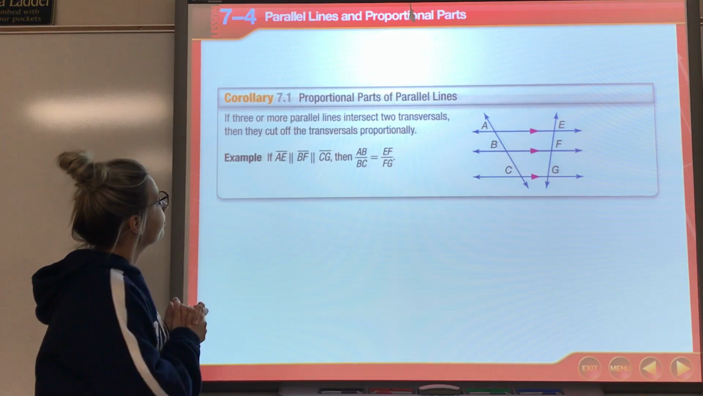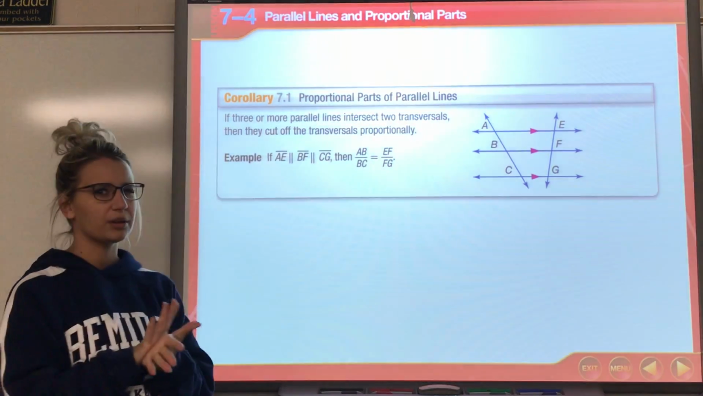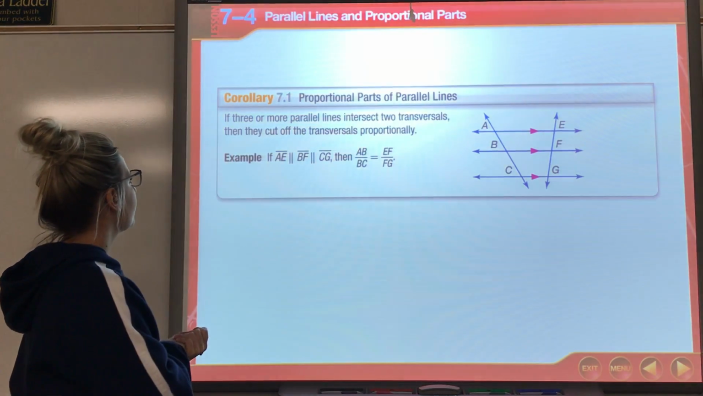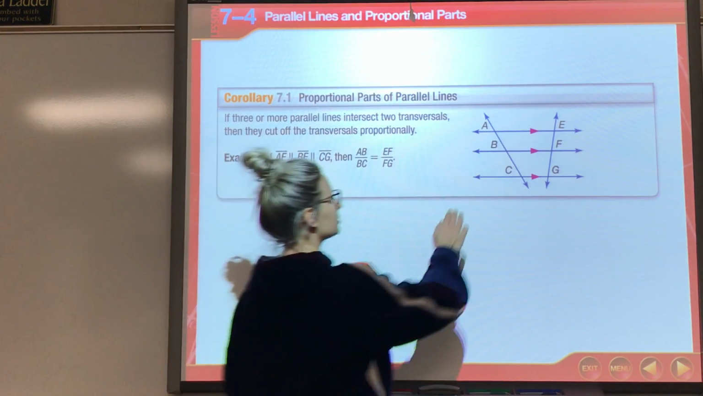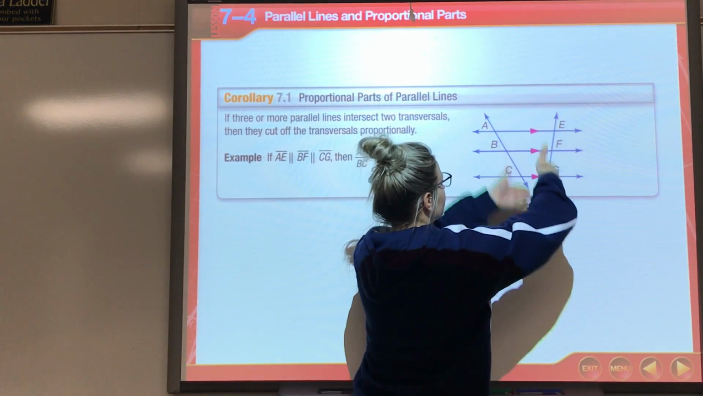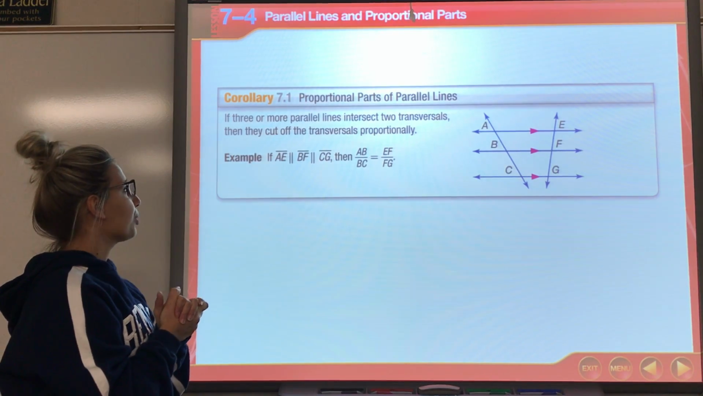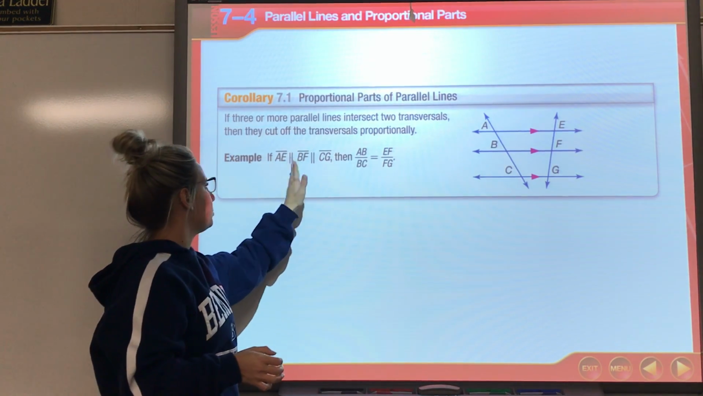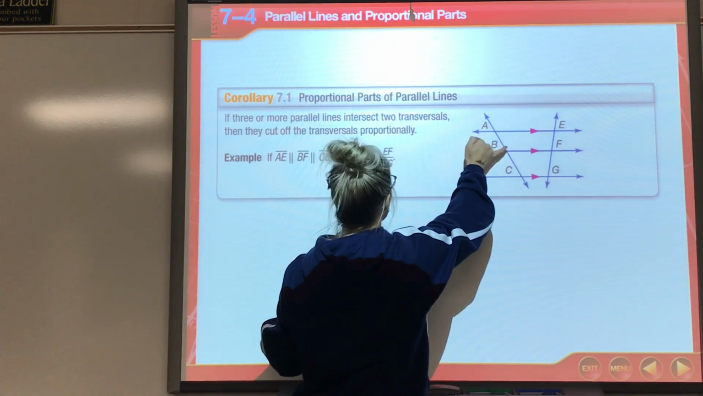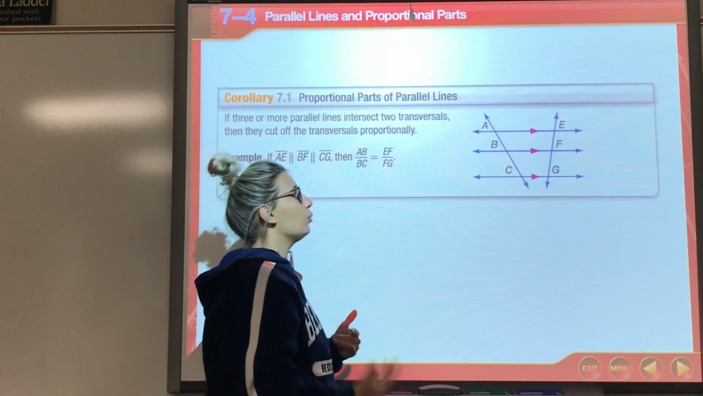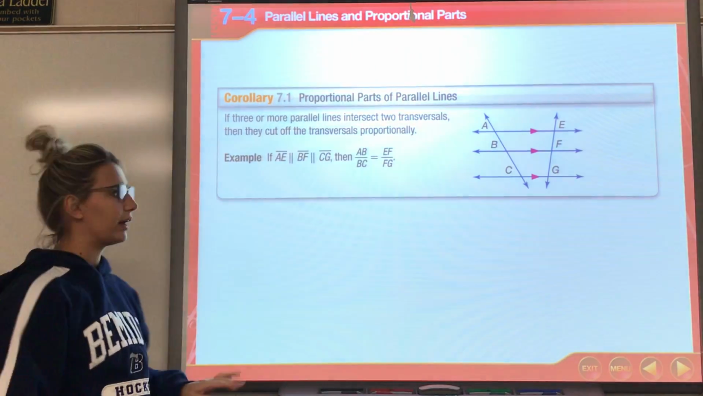Okay, now here's another corollary, not a theorem, but a corollary. We've talked about those a little bit. We're told that if 3 or more parallel lines intersect 2 transversals, so here's our 3 parallel lines, we've got our 2 transversals, then they cut off the transversals proportionally. So if AB and BF and CG are all parallel, then AB, this segment, over BC, this segment, will be proportional to EF over FG. So let's apply that.